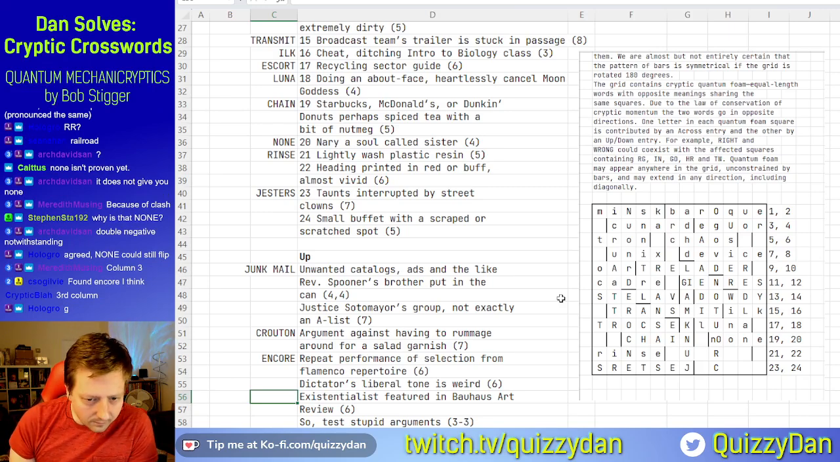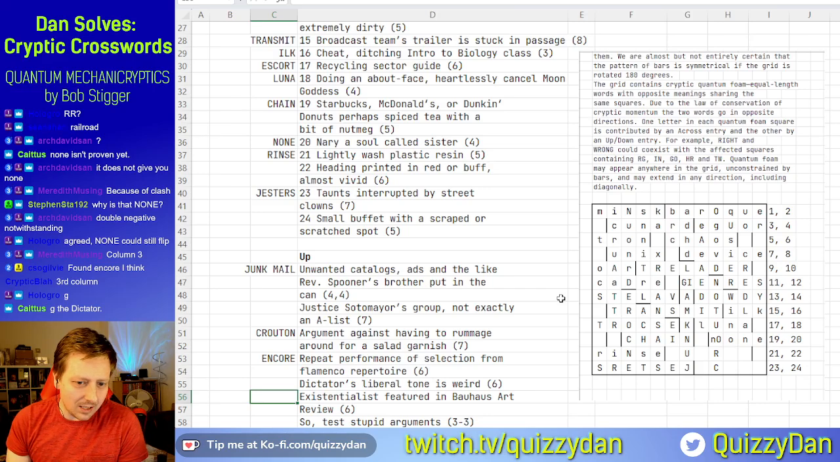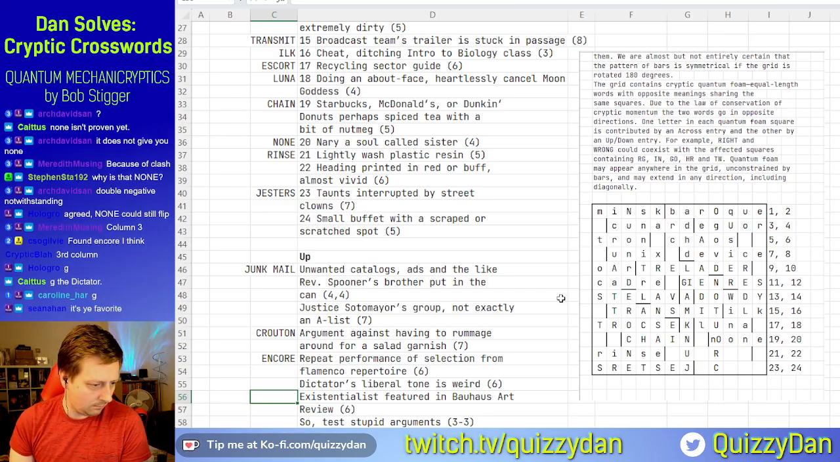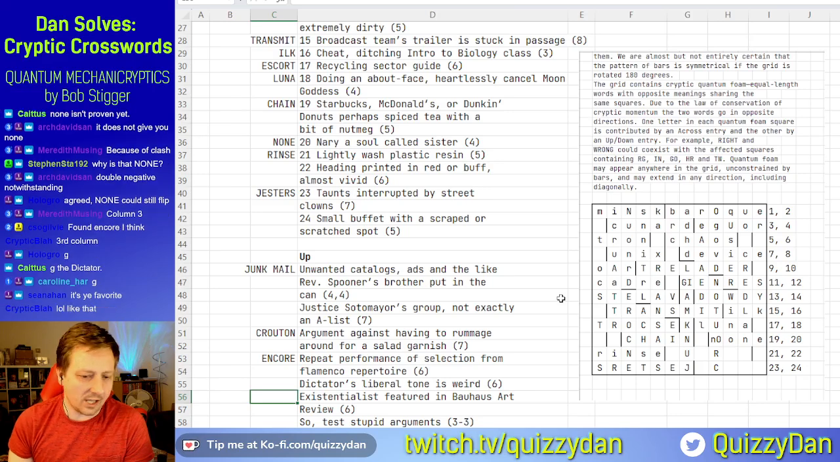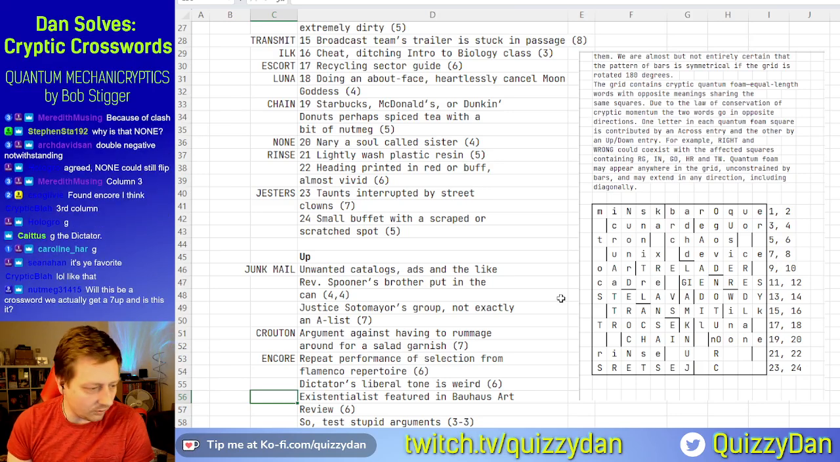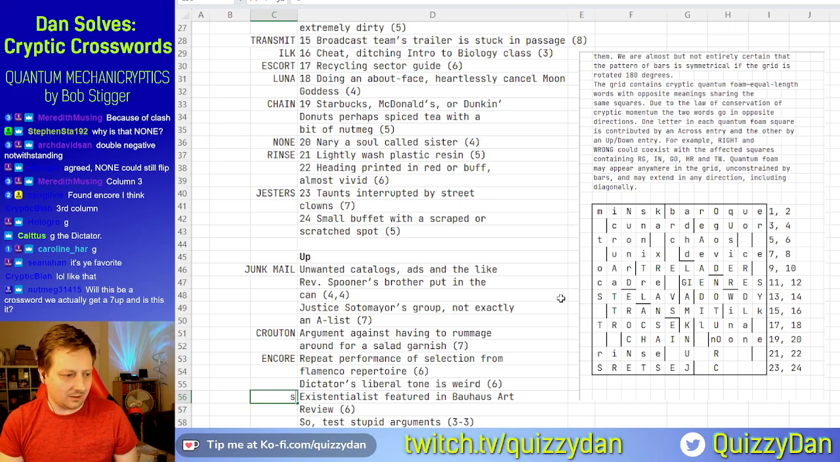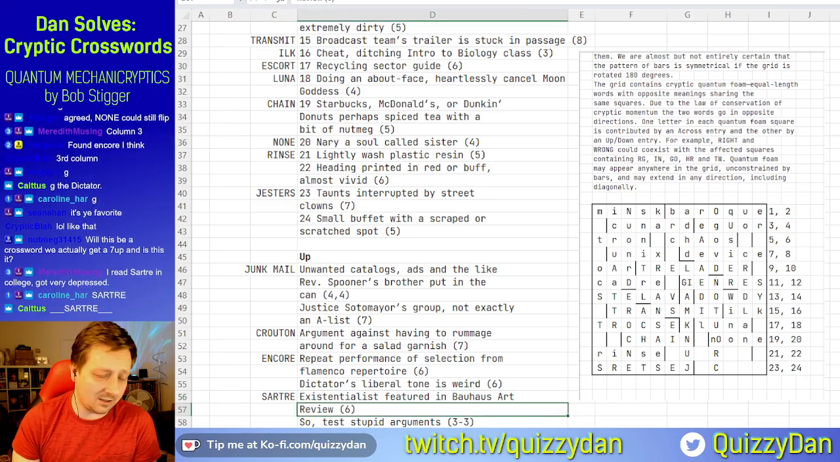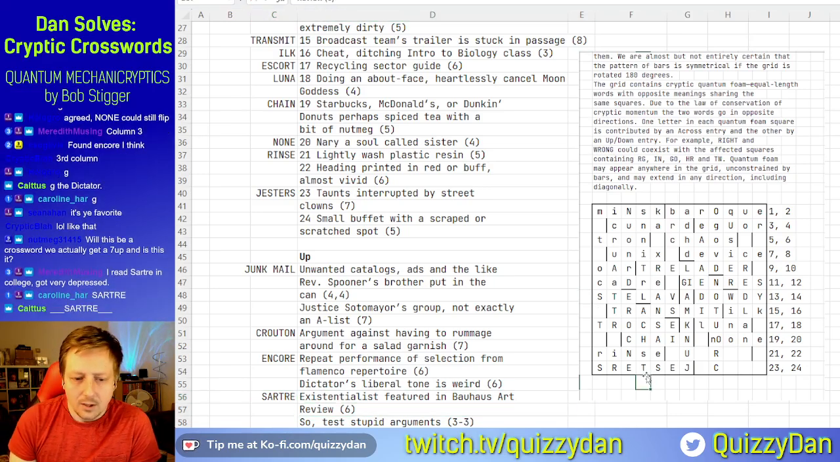Got this one. I'm going to see if I can find it in the grid. I think I have... Nope, that's wrong. Okay. It's my favourite. Absolutely go for the existentialist in the chat whilst I try and find where he's going to fit in. It's Sartre. Hidden in Bauhaus Art Review. And I just really like that hidden. That is just a very nice one.